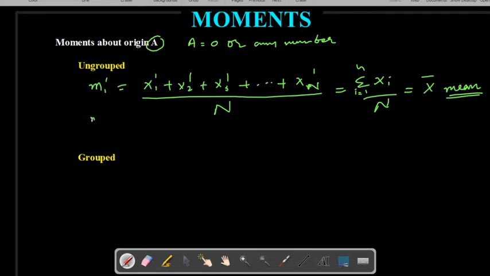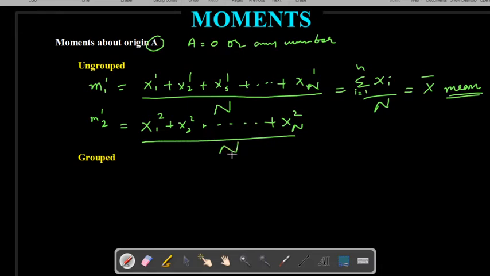Now what is the second moment? M2 dash equal to, you have to square all the terms, that is x1 square plus x2 square plus etc. plus xn square, whole divided by capital N. So this is equal to sigma xi square, i equal to 1 to capital N, divided by capital N. So this is called second moment. This is first moment.